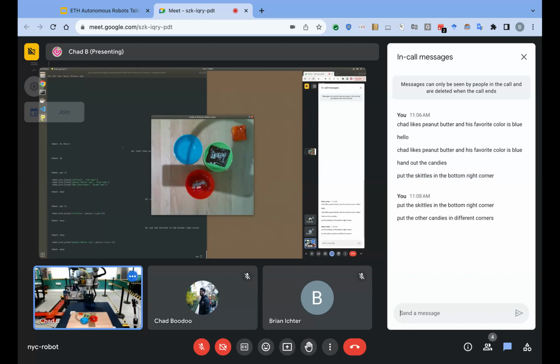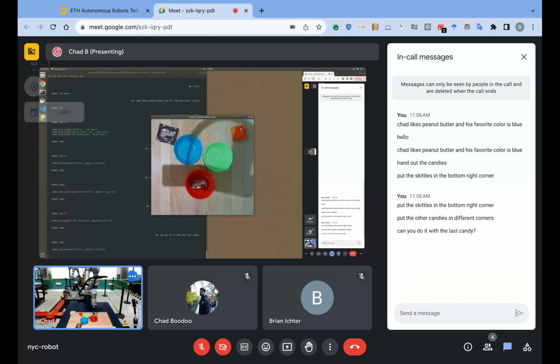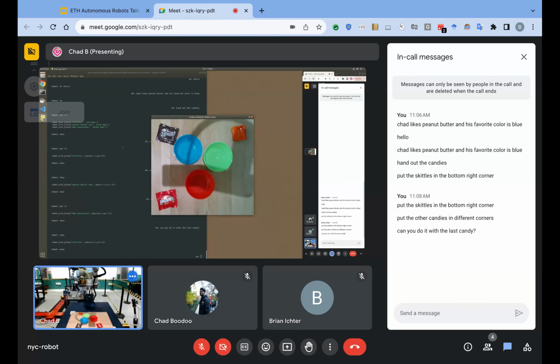Putting it in different corners is actually one of the first things that we tried when we were starting to play with language models. This is a hard thing to express, since different means anything other than what you've already done. And here, the last candy is also somewhat hard to recognize what exactly that means, but it can do this naturally. On the fly, you can interact with it, and it's really nice that it's interpretable.